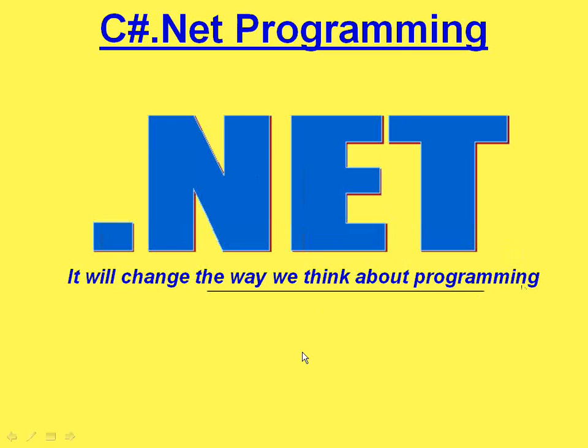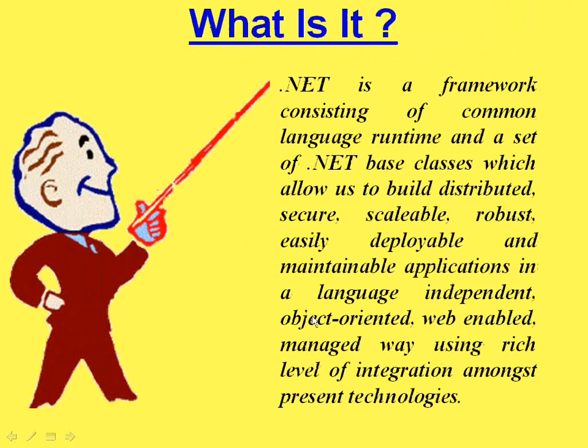If you say, please elaborate the definition, what do you mean by this? .NET is a framework. We are not saying .NET is a language, we are saying .NET is a framework consisting of two major parts. One is known as Common Language Runtime, also called CLR, and a set of .NET base classes. Microsoft has provided you a very rich feature of classes. Whatever you want to think, you can.